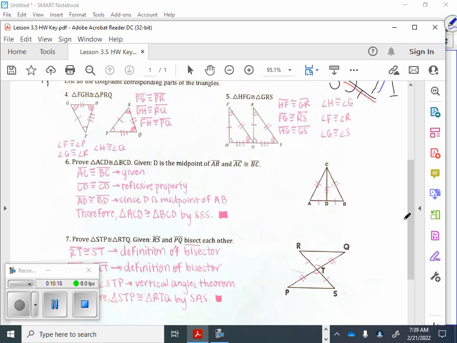Are we okay with those at least? Can we do that? You just got to follow the order of the letters. That's it with that one. Just follow your order of your letters.